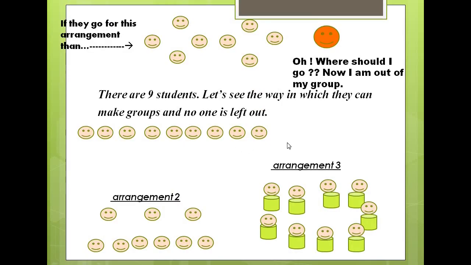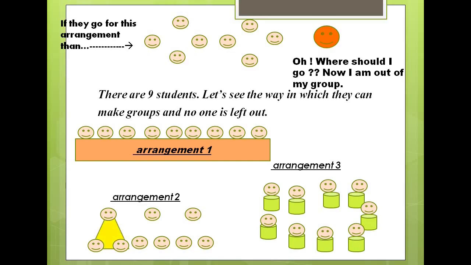Here there are 9 students. The first arrangement that they can go for is all 9 students in one group. So they have one group with all 9 students. Second arrangement is that in one group there can be 3 students, then another group with 3 students, then another group with 3 students, and no one is left out. All the 9 students are there, but the number of groups is different. There are 3 groups. Remember the condition, ma'am has said that nobody should be left out.